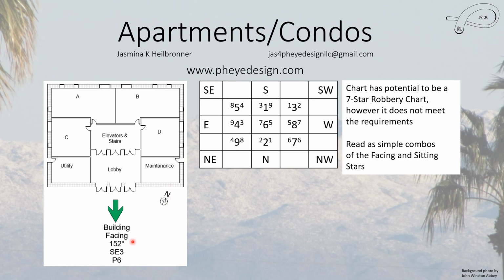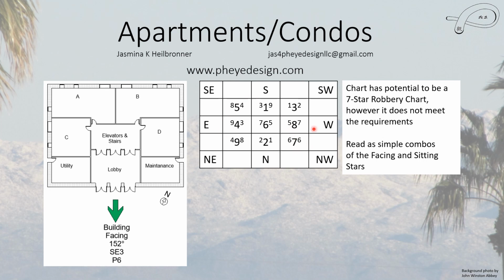This is the north arrow, so this faces 152. And so that puts that in southeast 3. So this is the chart for this building in the standard way of doing the chart. Now it has a potential to be a 7-star robbery building, but it doesn't meet the requirements. It doesn't have the main door where the double stars are, and it doesn't have the right locations for doors that enter and have an uninhibited flow to the center. So it can't be done.